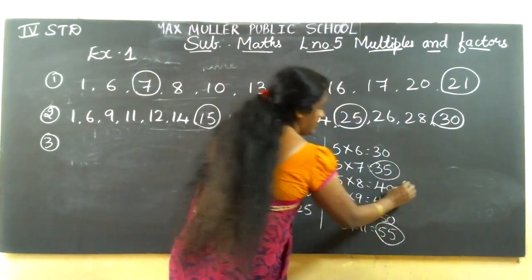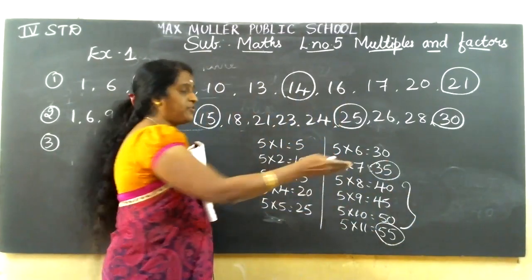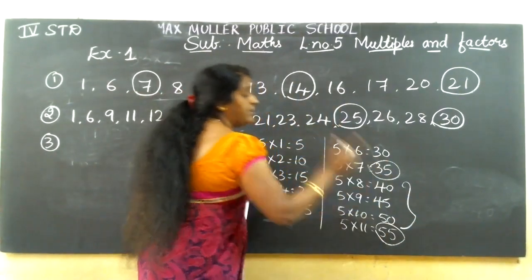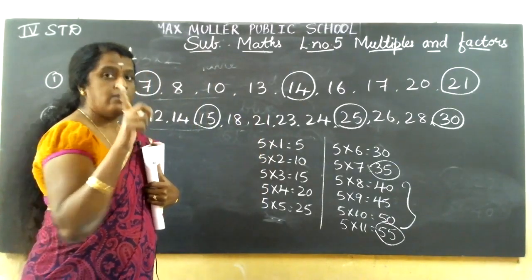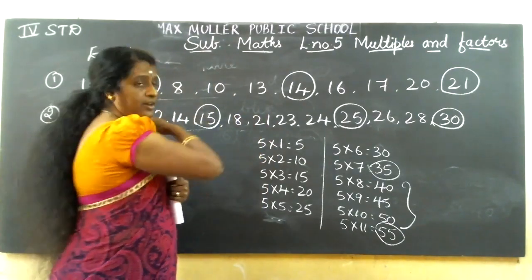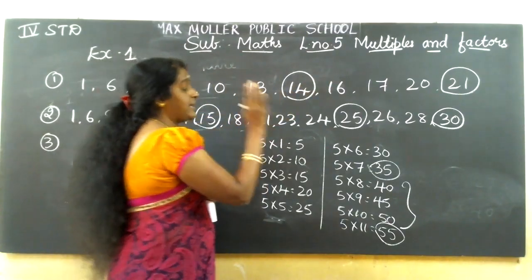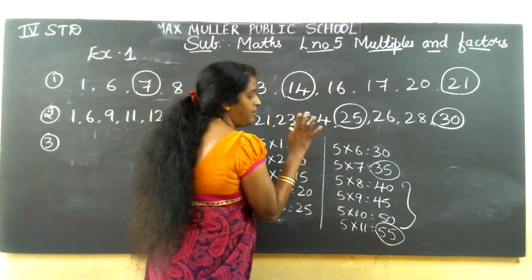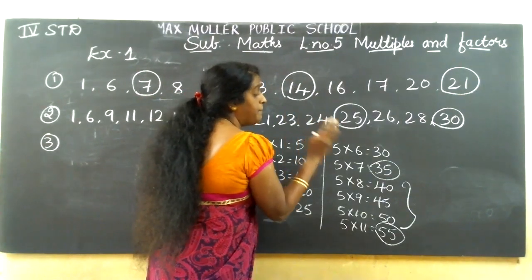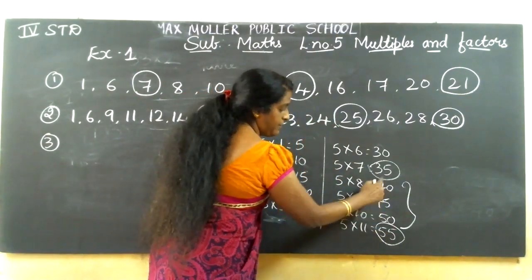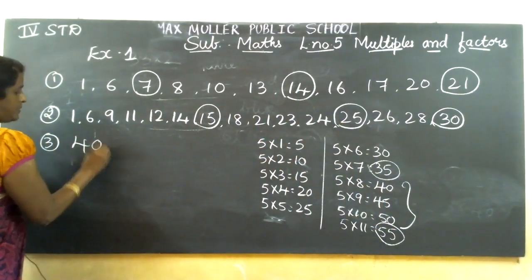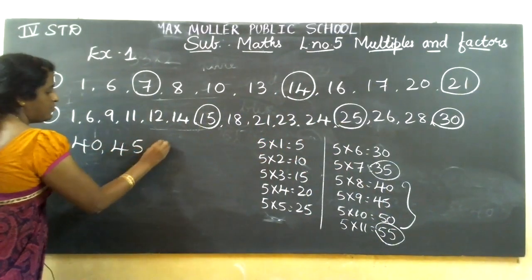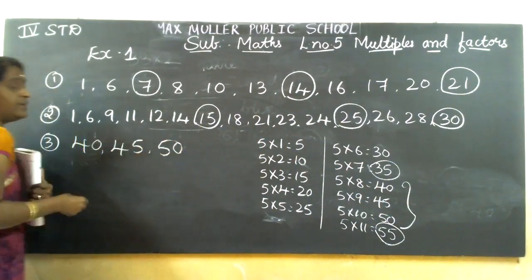They have asked to write the multiples of 5 tables between 35 and 55. These are the between numbers. They asked you to write all the multiples of 5, not the full table. Write the multiples of 5 between 35 and 55. The answer is 40, 45, 50. Understood, children?